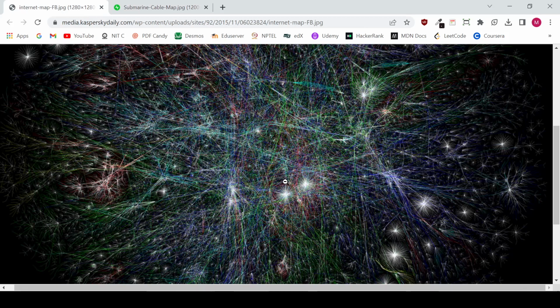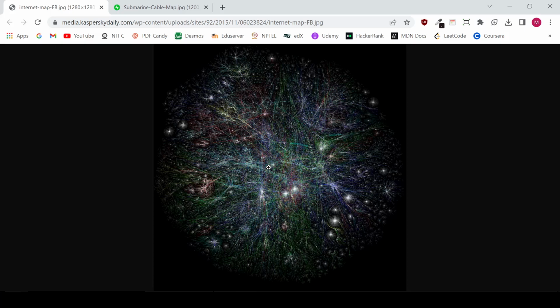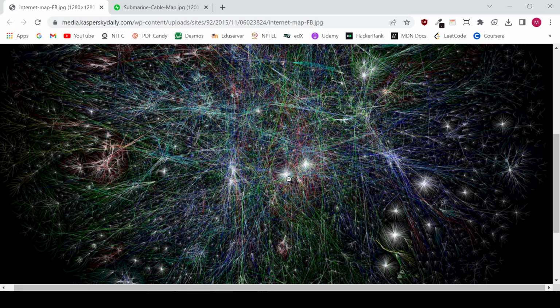About 15 years ago, someone tried to map all the internet connections across the globe, and remember, this is just a teeny tiny portion of the internet. It is not by any means a complete illustration of how the internet is connected. As you can see in the small starbursts, these are individual networks, and these networks combine to form the larger network.